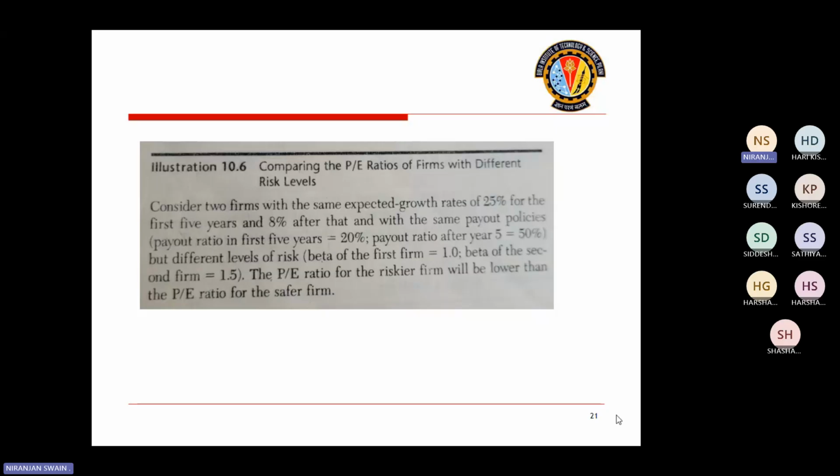You will have two P/E ratios. P/E of the safer company where the risk is low, that is beta 1. And you can calculate the P/E ratio when the risk is high, that is beta 1.5. And you will find the P/E ratio of the high risk company is lower than the P/E of the low risk company.